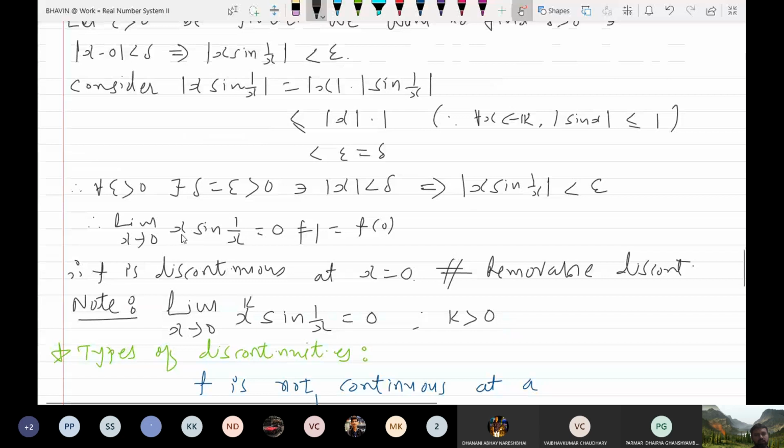In this example, this limit exists, limit x tends to 0 of f(x). When both left and right limit exist, they are same, so they are not equal to value of function at 0. Therefore this has removable discontinuity. Which kind? First kind, right? Clear?